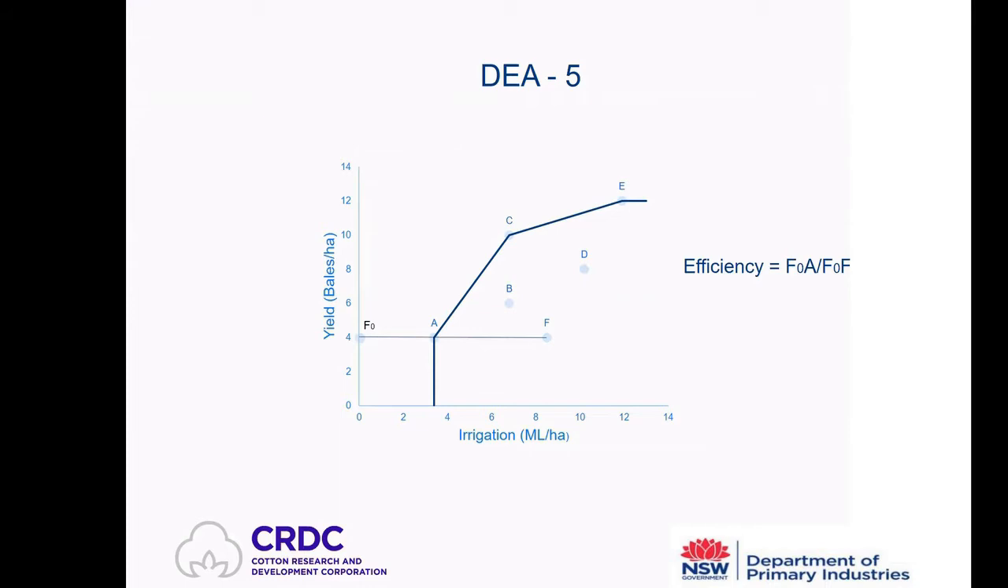The efficiency with which field F produces cotton is shown by the difference between this distance F to F0 and A to F0. So if F was actually on the frontier at A, F0 to F equals the efficiency of field F is measured by dividing this distance here, A to F0, by the distance F to F0. So if F was on the frontier, that would be 1, they would be 100% efficient. In this case, they're probably about 40% efficient because they're not on the frontier.